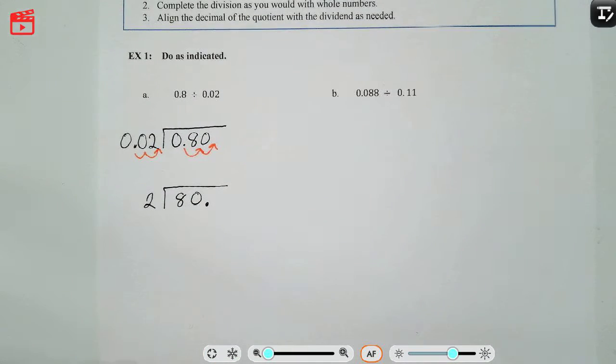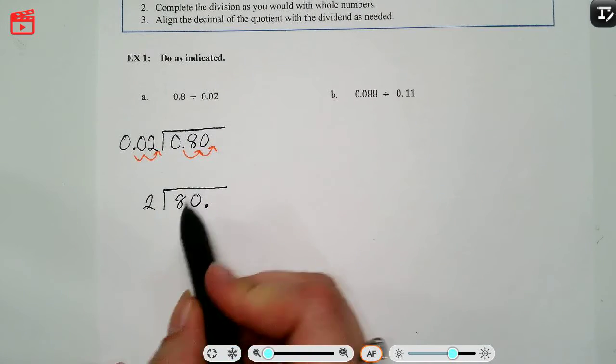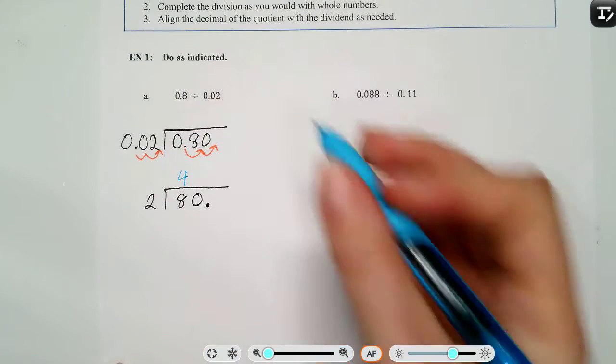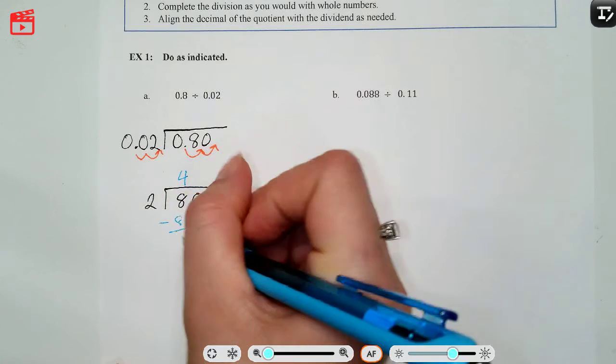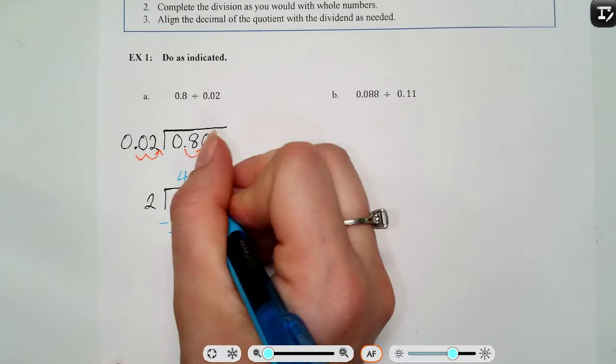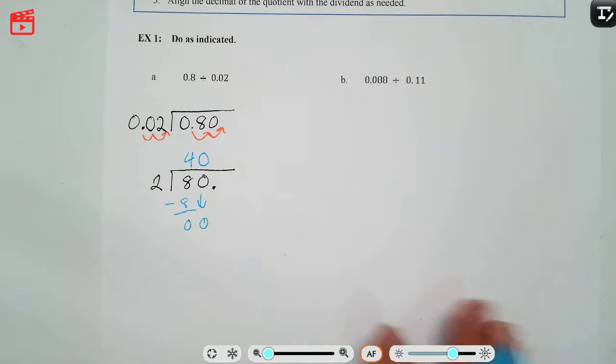All right, can 2 go into 80? Well, 2 can go into 8 how many times? 4 times. Okay, minus 8, that's going to be 0. Bring down the 0. Can 2 go into 0? 0 times. Okay, so that answer right there is going to be 40. All right, so our answer is 40.